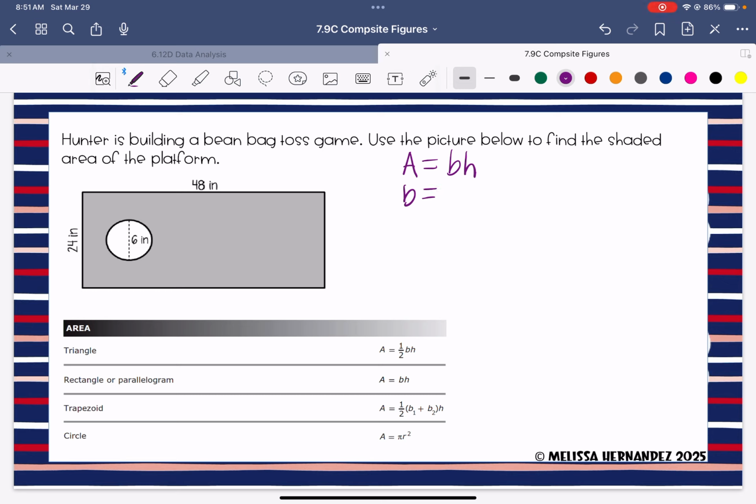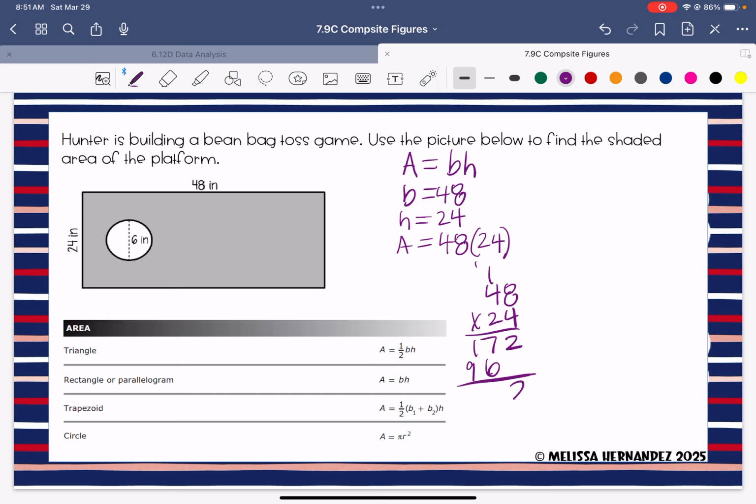So for our base, I'm going to use 48. And for the height, I'm going to use 24. Okay, I identified my variables, and then I'm going to substitute before I solve. Okay, now I'm going to solve for the area of the rectangle. Just a plain algorithm.